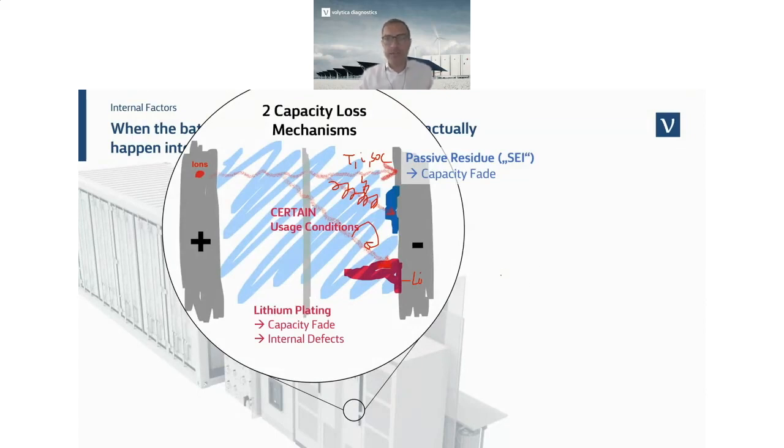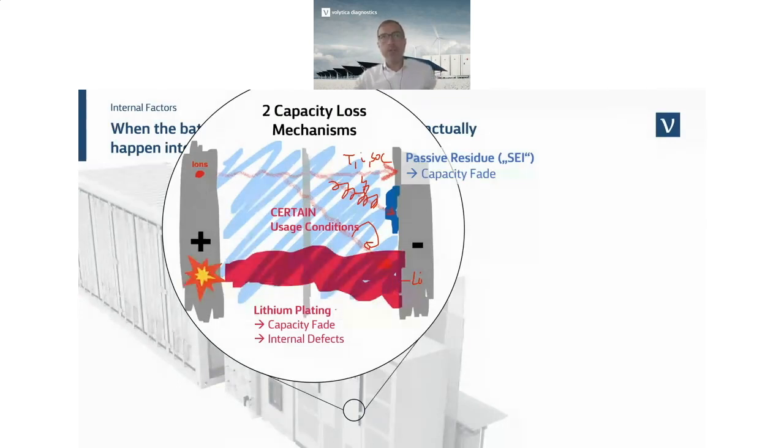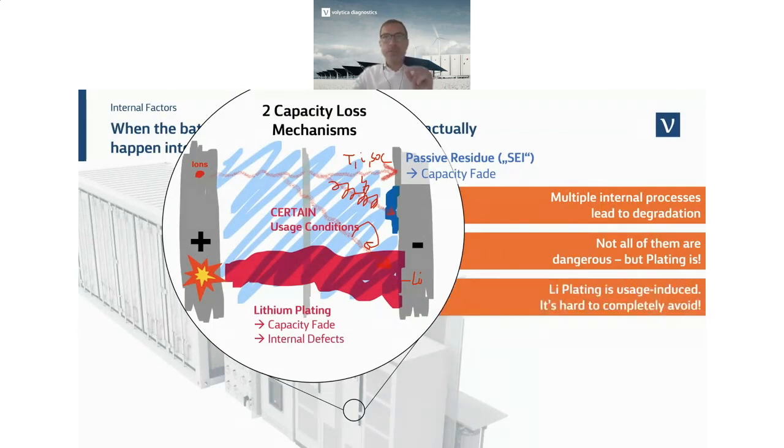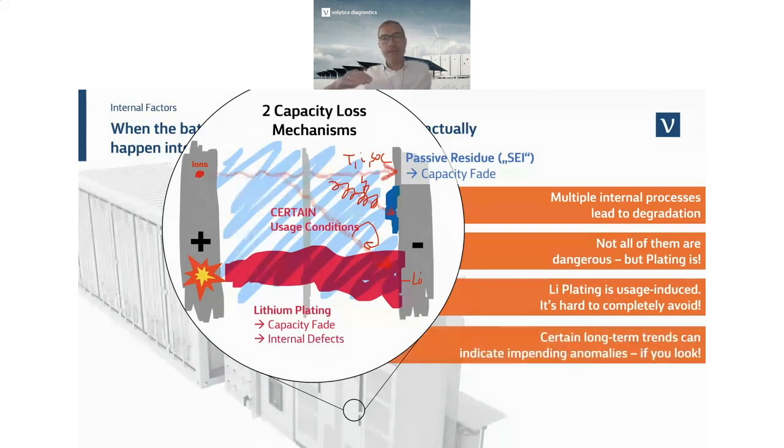And this also, of course, leads to capacity fade, because again, the lithium ions are not available for charge transfer anymore. But as this grows, it can lead to internal defects. And this is really problematic because these internal defects are very difficult for the electronics to detect. Not all of them are dangerous, but for instance, lithium plating is usage induced and difficult to completely avoid, and long-term trends indicate it, and they are difficult to detect without monitoring and electronics that do it.